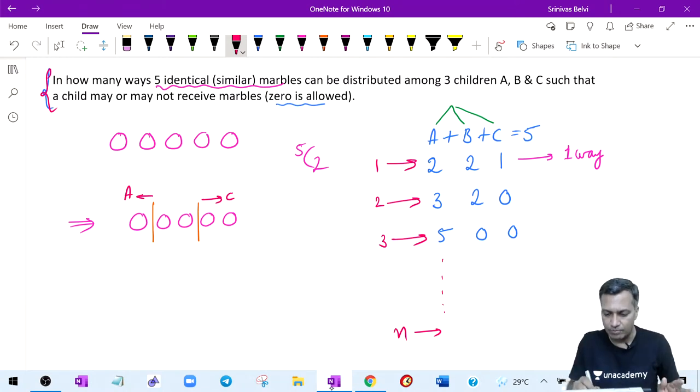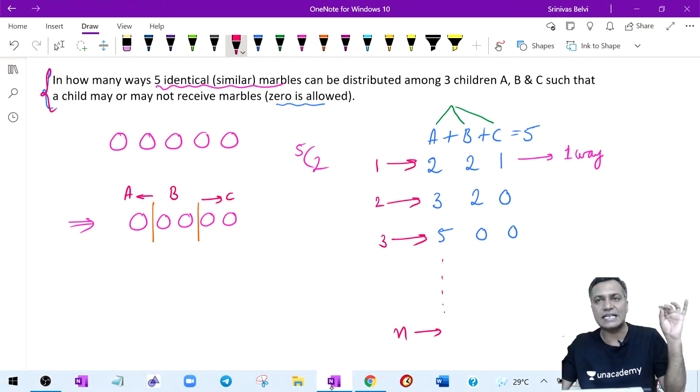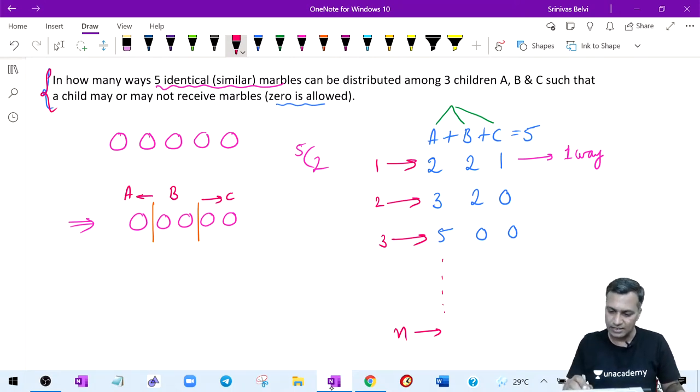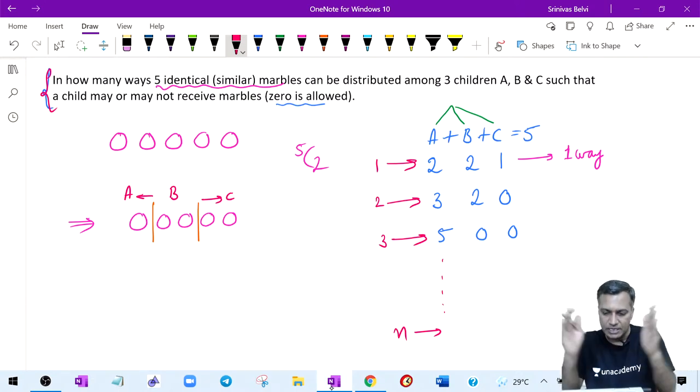In between the line belongs to B. This is the protocol that I set. What is the protocol that we set? To the left of the first line always belongs to A. To the right of the last line belongs to C. The in between belongs to B.